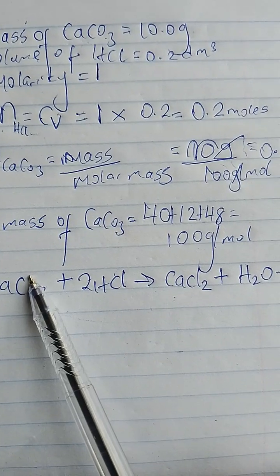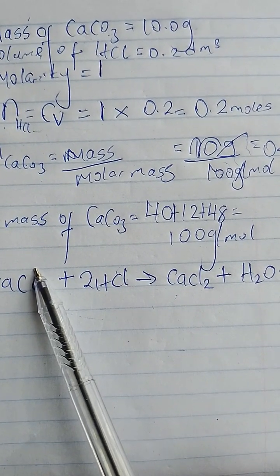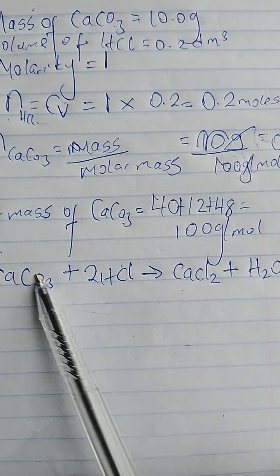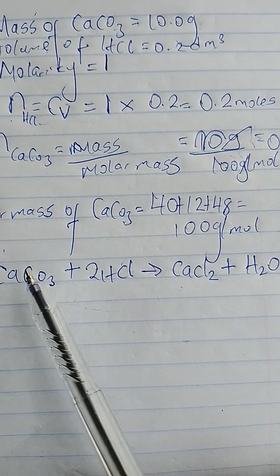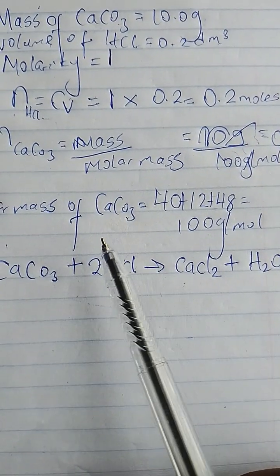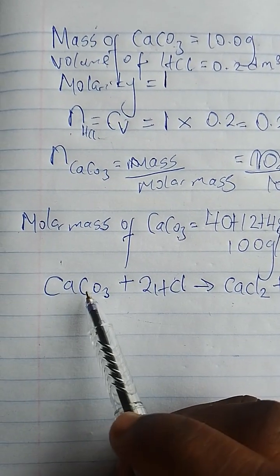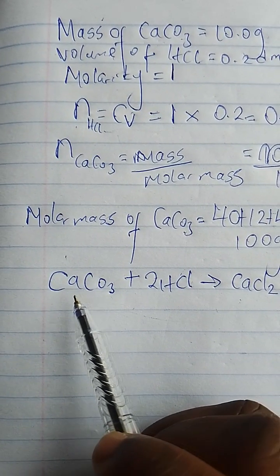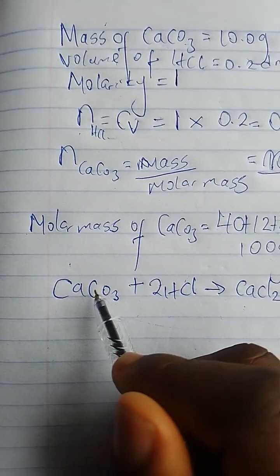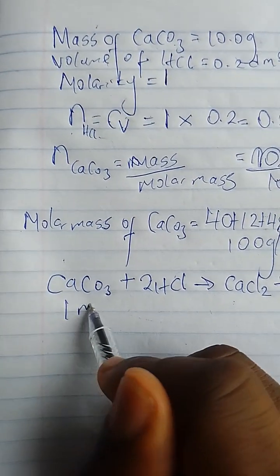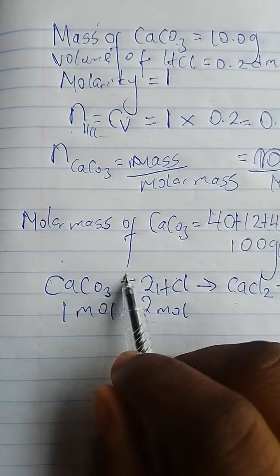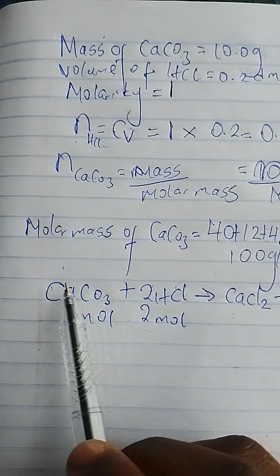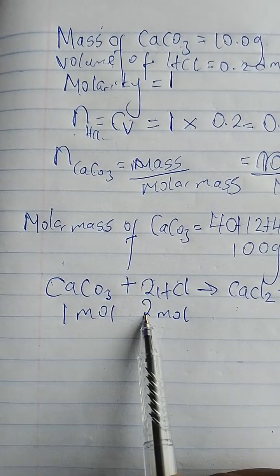A limiting reagent is a reactant that is first of all used up in the reaction, and it determines the product to be formed. It limits the product that is being formed. Now I said the limiting reagent is the one that is first used up in the reaction. Now you agree with me that this is 1 mole, this is 2 moles. Why? Because the numbers in front represent the number of moles. Since there is nothing here, it means it's 1, and we have 2.